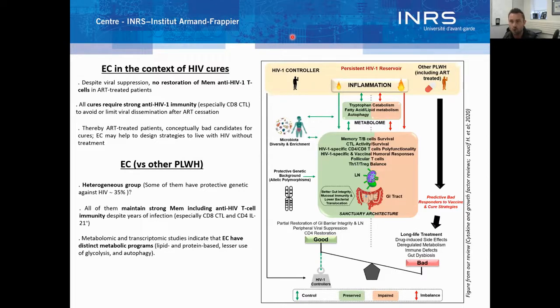And when you look on your right, the schematic shows you that basically what happens is that despite years of infection, elite HIV controllers are able to preserve a lot of mechanisms, a lot of molecular and metabolic features, despite, once again, years of infection. And the latest metabolomic and transcriptomic studies indicate and confirm that elite controllers have a real metabolic program. And it was the topic of my research a few years ago.